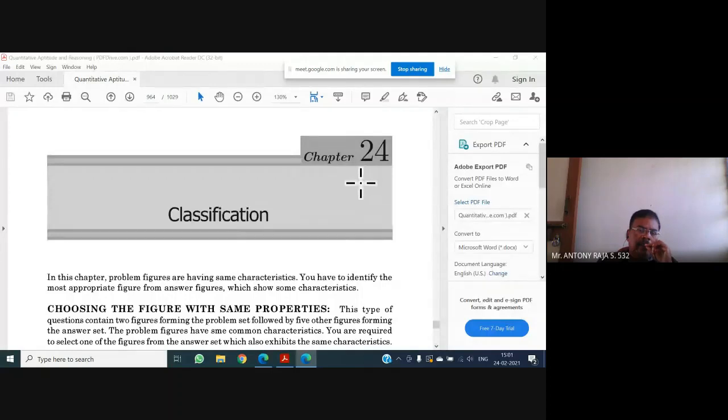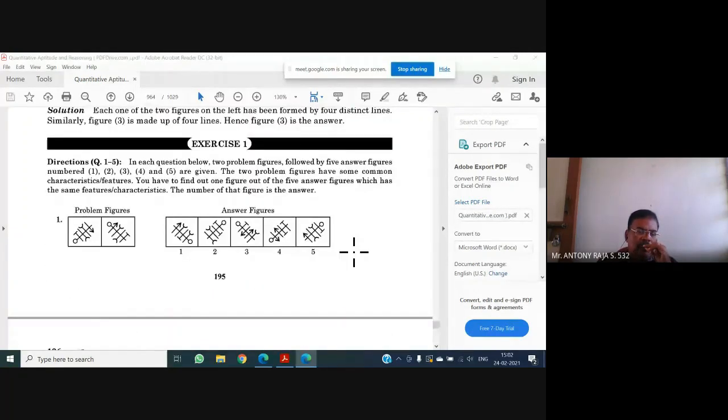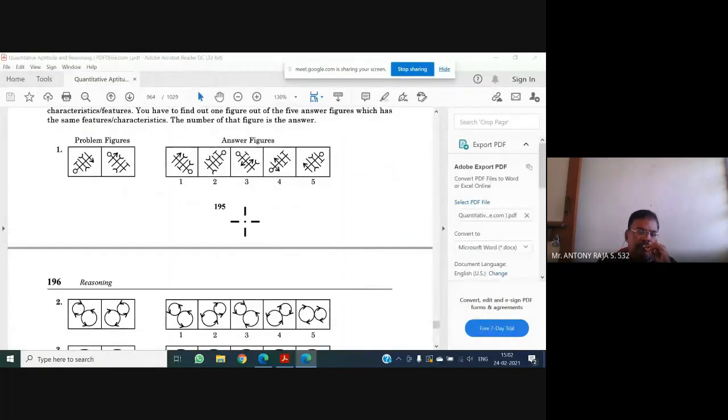Note on the chapter name, chapter 24. Same e-book. Already you have that e-book shared through WhatsApp. Chapter 24, title classification. Or you put a visual reasoning, reasoning type question. Simply you put reasoning type question. Okay. Note on the page number also, 195. So here you see that the title is reasoning is given. Visual reasoning, analytical reasoning.